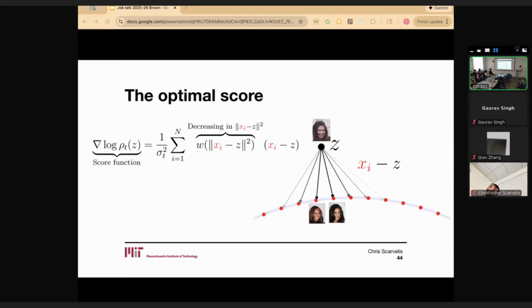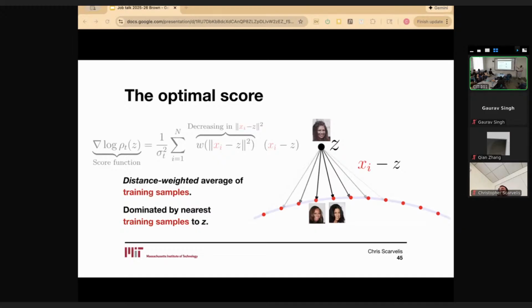So to see how to efficiently approximate the optimal score, I'm going to take a look at its formula. The optimal score for a finite training set is a sum of n vectors, each one pointing from the input C towards one training sample. This means that to compute the optimal score, you need to iterate over the entire training set, which, as you might imagine, is typically very large in practice.